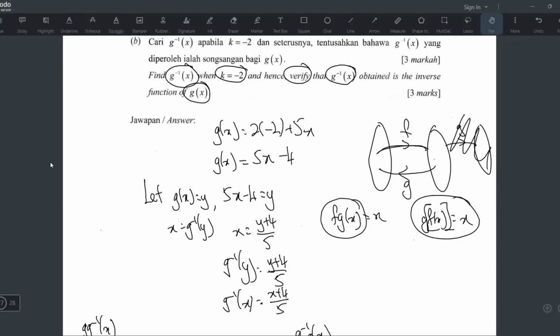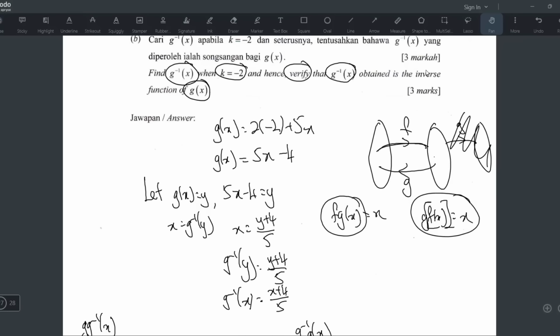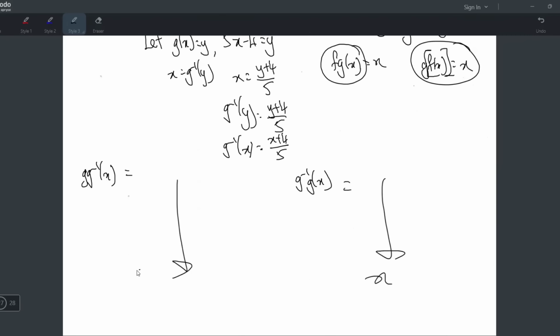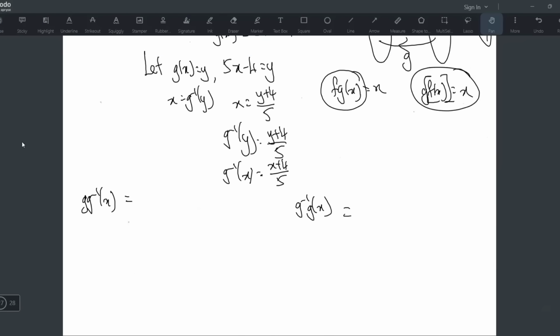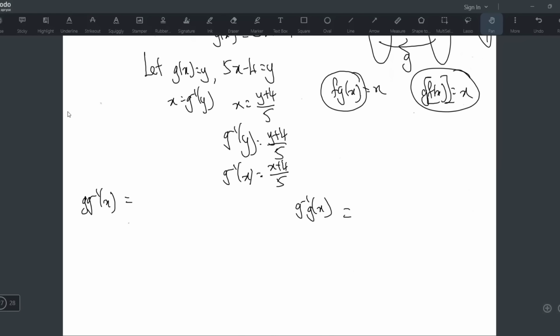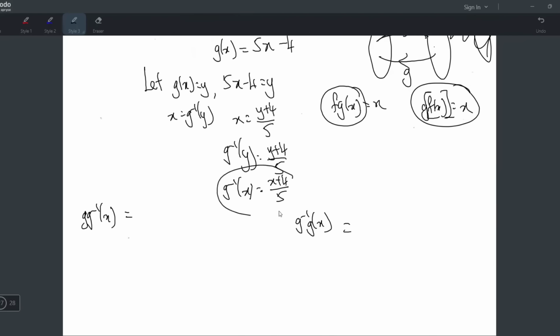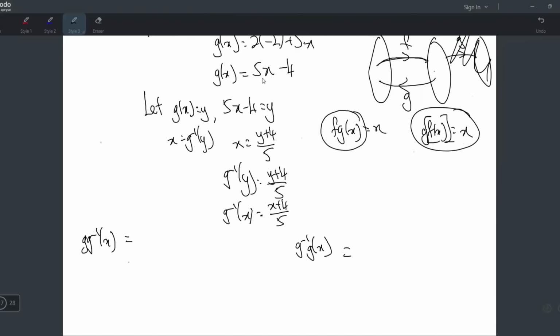So what we will do now, they want you to verify that g inverse is the inverse of g(x). So you just do g g inverse and g inverse g and check whether they both give you x. If both also give you x, that means they are betul-betul inverse of each other. That's how you verify. Okay, but actually we know already lah, confirm they will be inverse of each other, because I just did it here, right? Okay lah, but the soalan wants me to verify, so we have to show the working also lah.